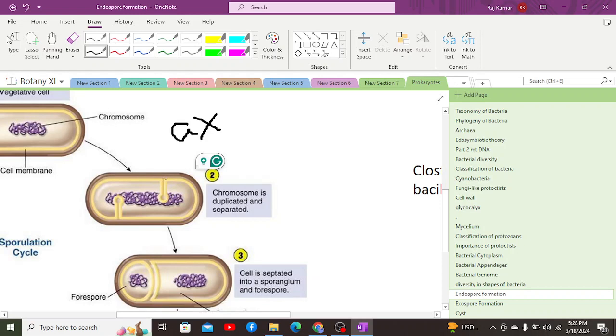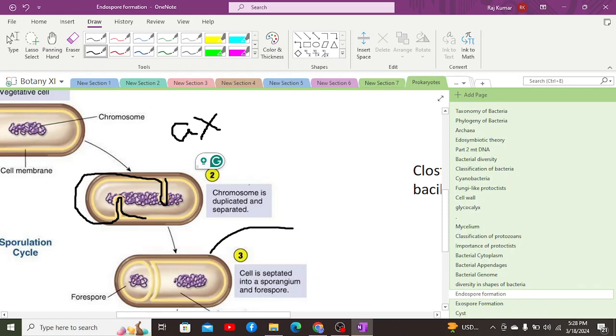Axial filament formation, due to the invagination of the plasma membrane, causes the cell membrane to be divided into fragments, after which the second step is the formation of the septum. The cell is septated.